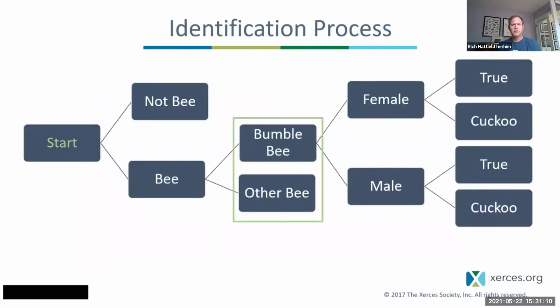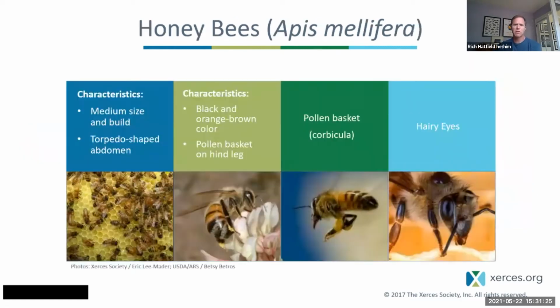And so that's kind of this first decision tree of, is it a bee or is it not a bee? I think those are the 2 main animals in terms of identifying. Now we sort of move on, and we need to decide if it's a bumblebee or some other bee.